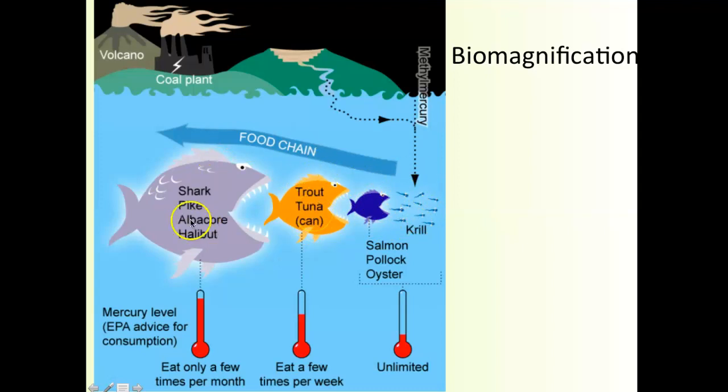And then another level up, this shark or albacore tuna or halibut that's on the upper trophic level will have the most mercury because it's going to eat the fish that have been biomagnified.